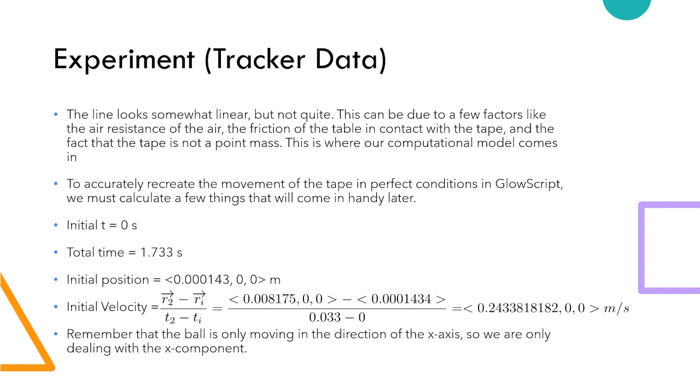The initial time in this experiment was 0, the total time 1.73 seconds. The initial position is as shown. The initial velocity, which is calculated using R2 minus R initial over T2 minus T initial, is as shown. And remember, the ball is only moving in the x-axis, therefore we're only using the x component for our calculation.